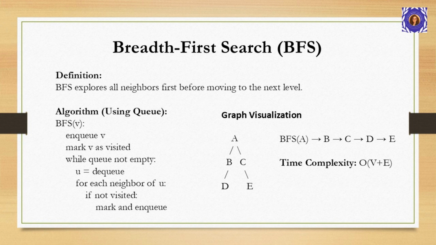In unweighted graphs, BFS guarantees that when we first visit a vertex, we've found the shortest path to it. This is because BFS explores vertices in order of increasing distance from the source. Time and space complexity. Time, O(V + E), same as DFS. Space, O(V), for the queue in the worst case, when all vertices are at the same level.